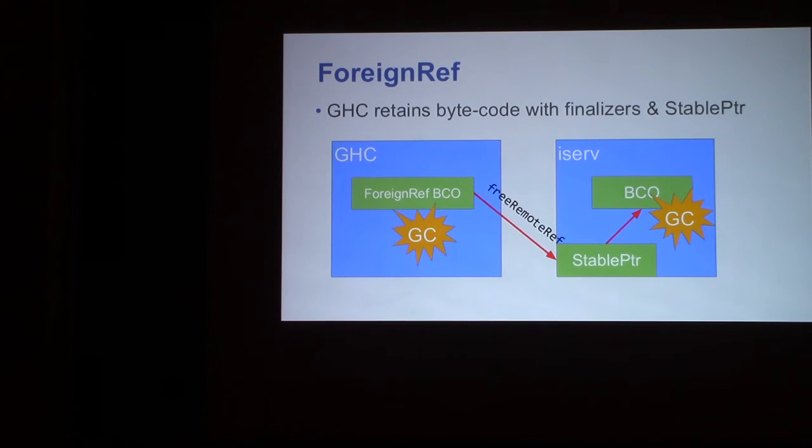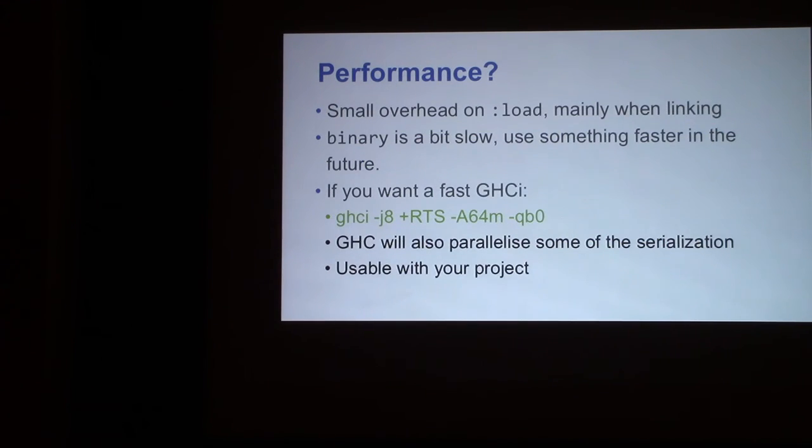There's a slightly complicated mechanism underlying all this, but all you have to do is manage these foreign refs on the GHC side, and it's fairly straightforward. What about performance? Obviously performance is affected a little bit, but it's really not that noticeable. There's a few percent difference on the average load command. The serialization format we're using, the binary library, is not very fast, and there are better alternatives, so we can probably improve that by switching to a different library in the future.